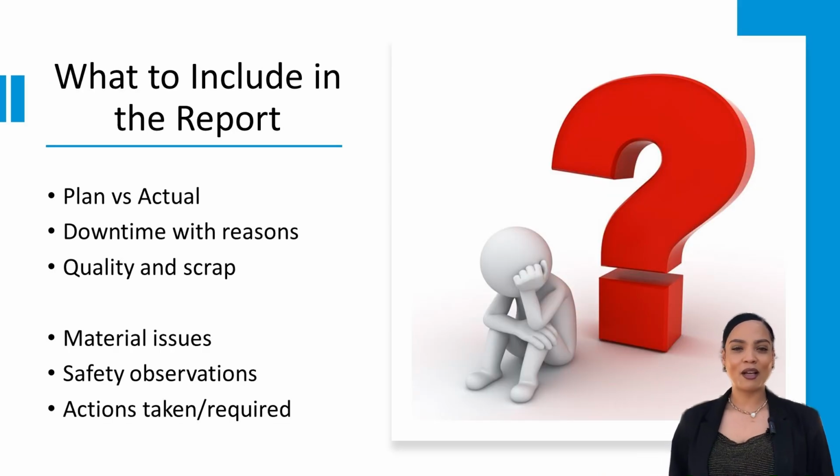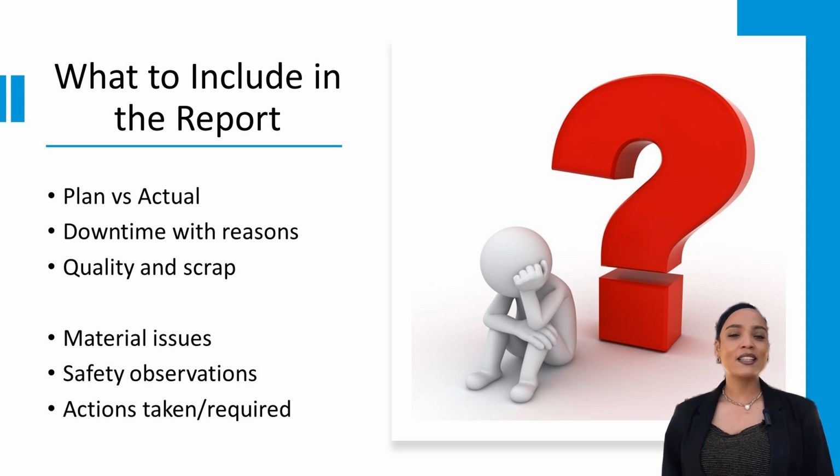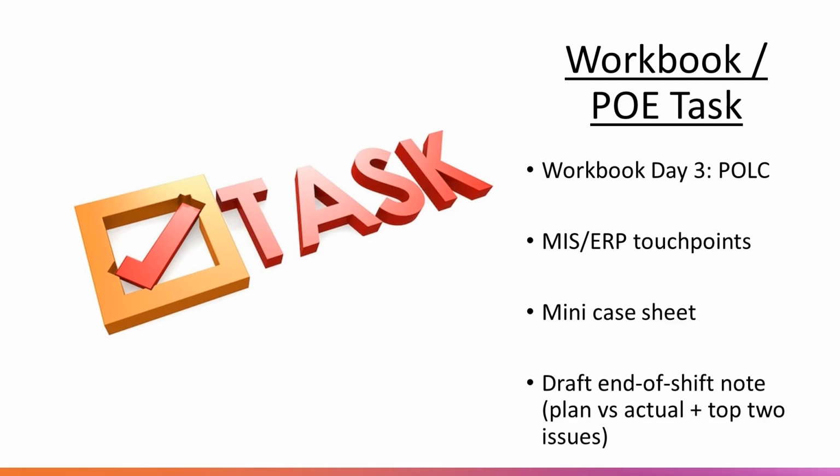You should include the following: output versus target, scrap, rework, and root causes, downtime log, quality concerns and checks, material readiness issues, safety observations, and action requests for support teams. My report feeds planning, maintenance, quality, and cost control. Complete workbook activities: POLC examples, system touch points list, mini case problem solving, draft shift report entry. We will discuss once completed.